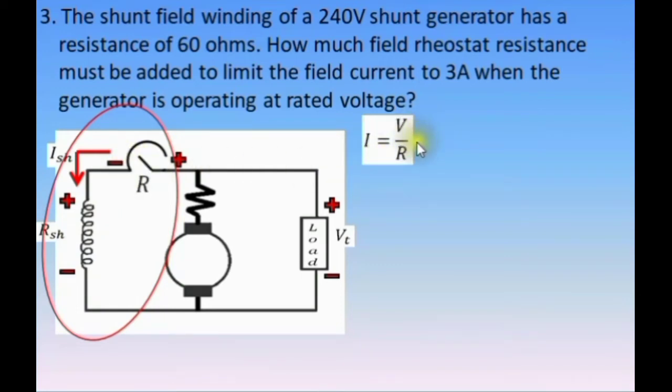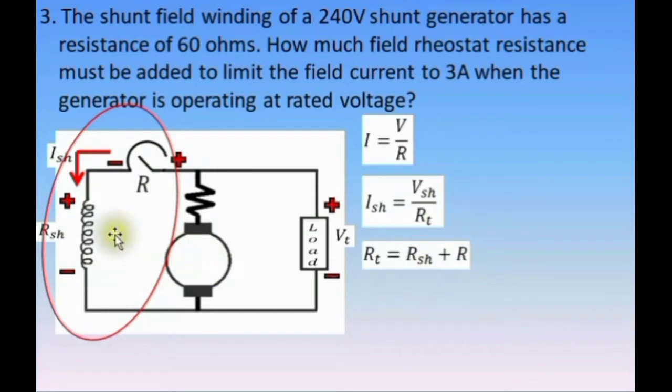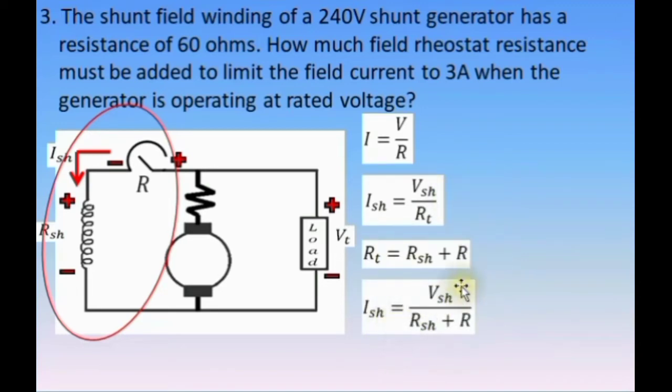Current equals voltage divided by resistance. For this problem, we have shunt field current equals shunt field voltage divided by the total resistance in the field circuit. Our total resistance equals shunt field resistance plus the resistance of the rheostat. Substituting this equation into this equation, we have shunt field current equals VSH divided by the sum of shunt field resistance and the resistance of the rheostat. Cross multiplying the shunt field current to the other side of the equation, and also cross multiplying the sum of the shunt field resistance plus the resistance of the rheostat to the other side of the equation.